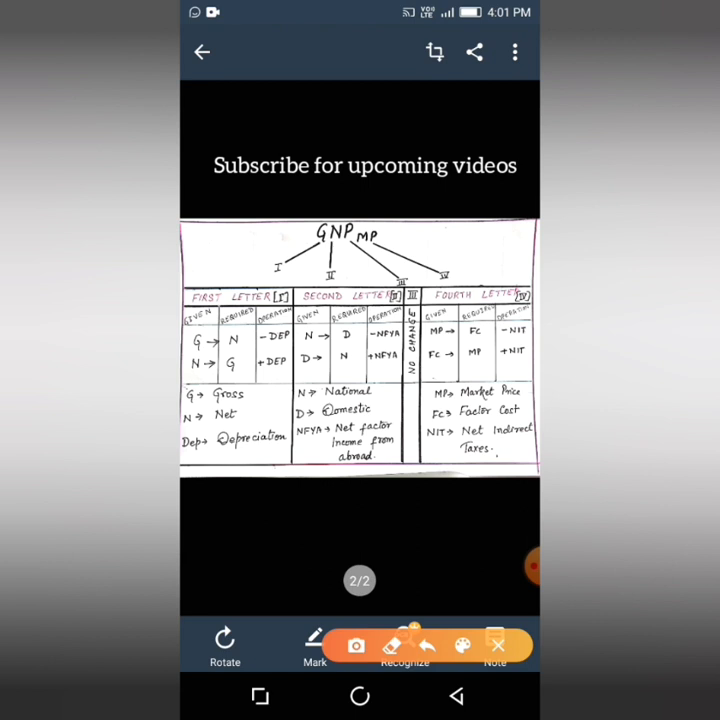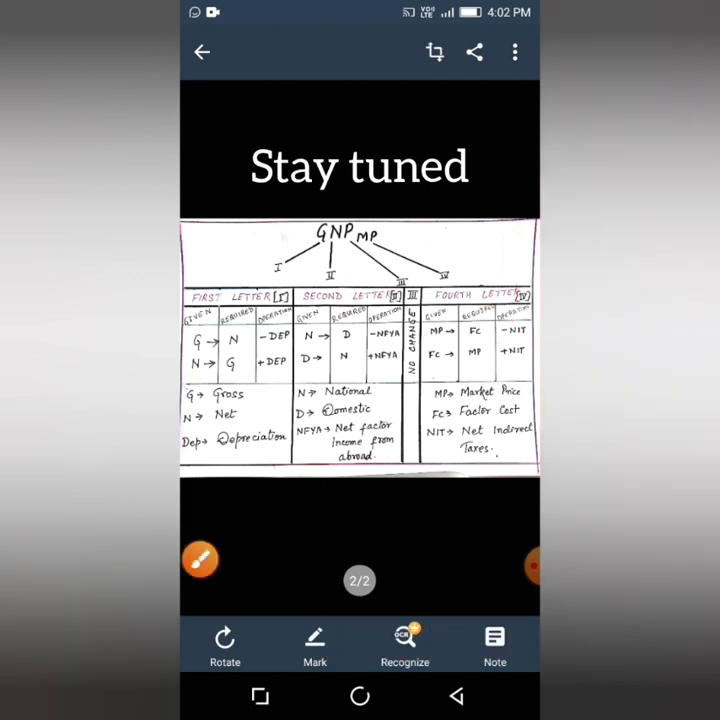What about the fourth letter, that is market price? If MP is given and FC is required, then we have to minus NIT. If FC is given, MP is required, then we have to add NIT. Clear?